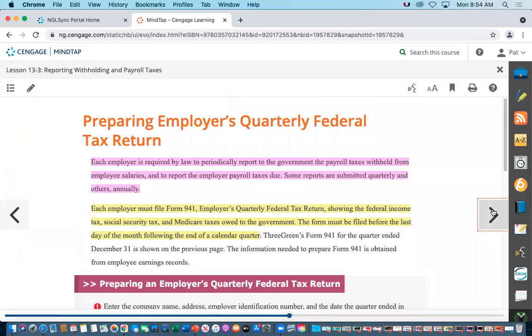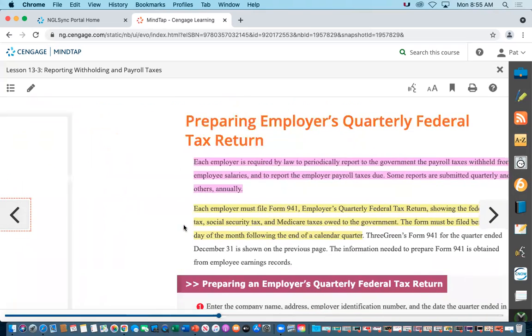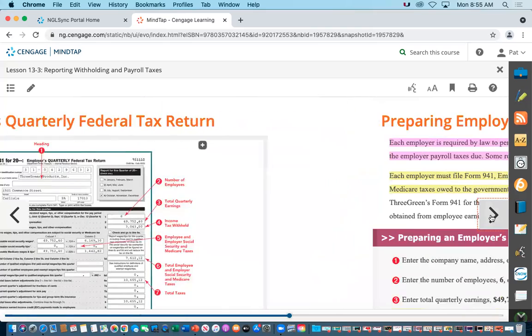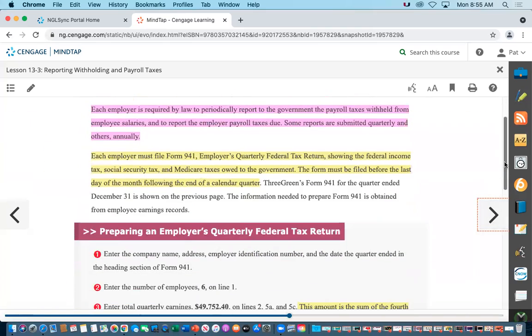I don't want to say it's not important, but it's just a form that we've got to fill out that we'll do together. Okay. All right. Preparing employers' quarterly federal tax return. That's what that form is. This is a quarterly employee tax return. So this page talks about it.